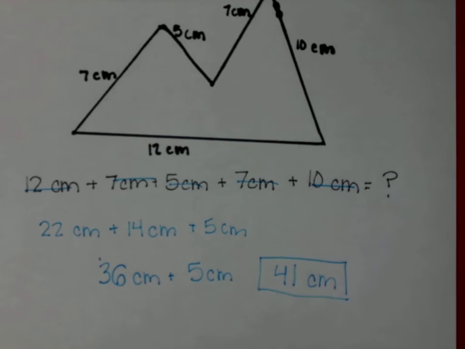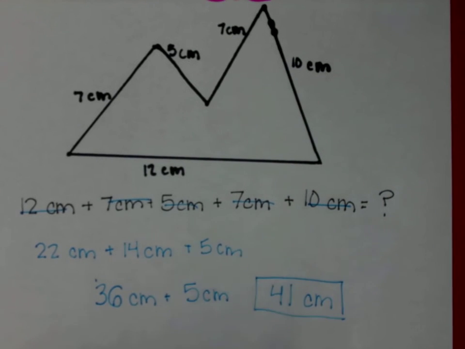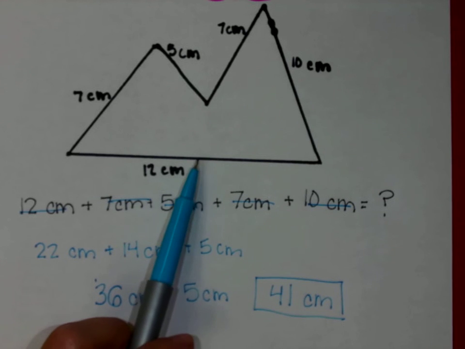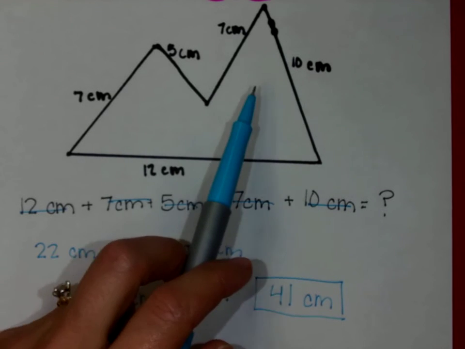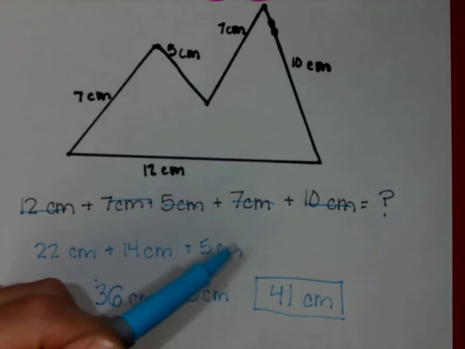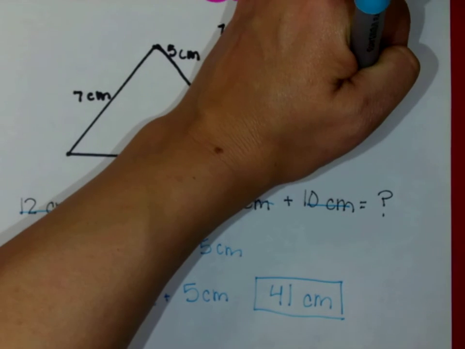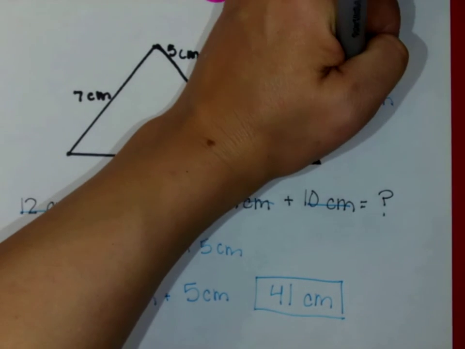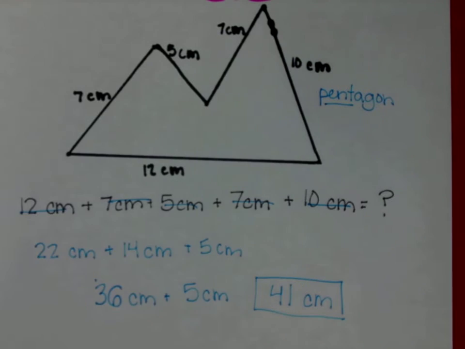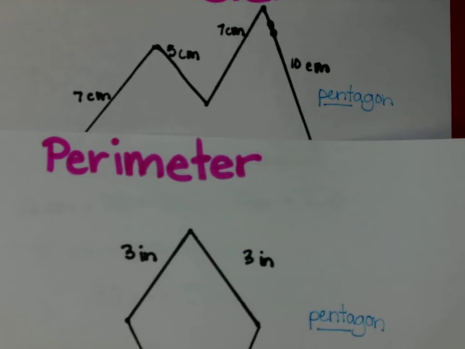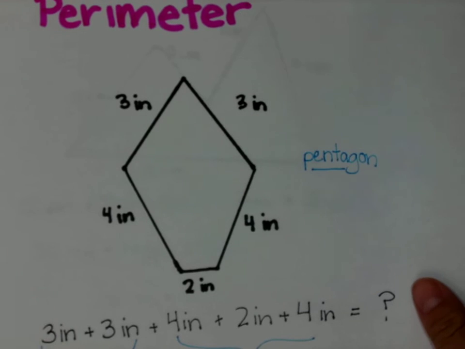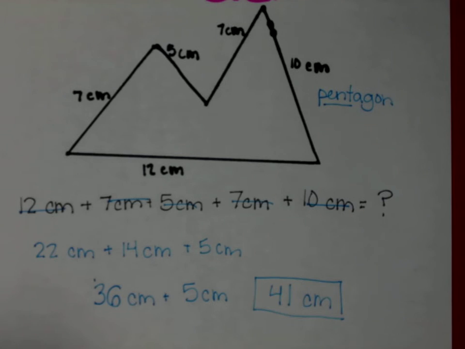If I wanted to name this shape just for a little bit of extra credit, let's count the sides. 1, 2, 3, 4, 5. So this is also, because it has 5 sides, a pentagon. Does this pentagon look like this pentagon? Not really. They both look very different, but they both have 5 sides. So the names of both of these polygons is a pentagon.